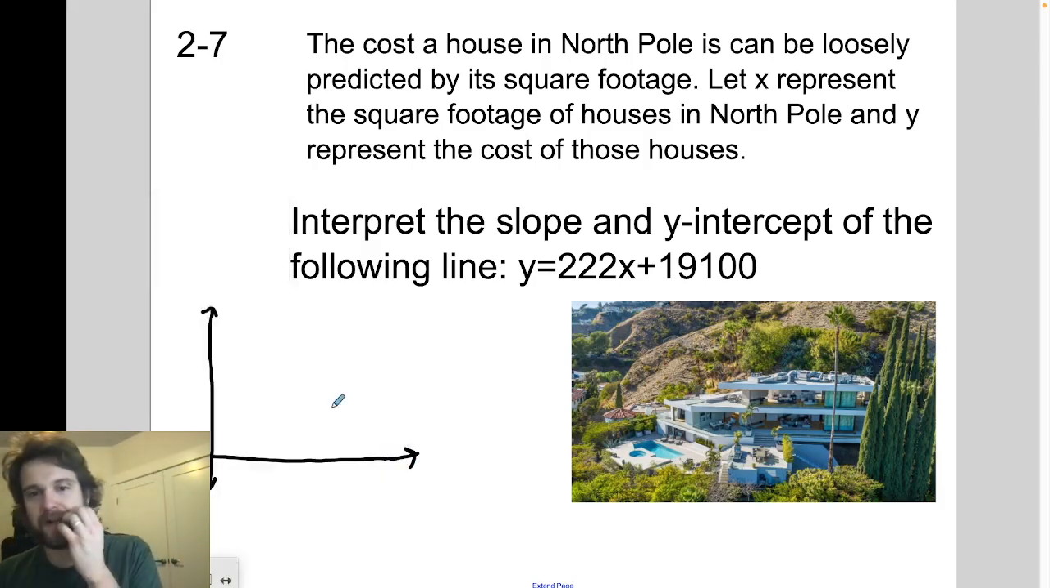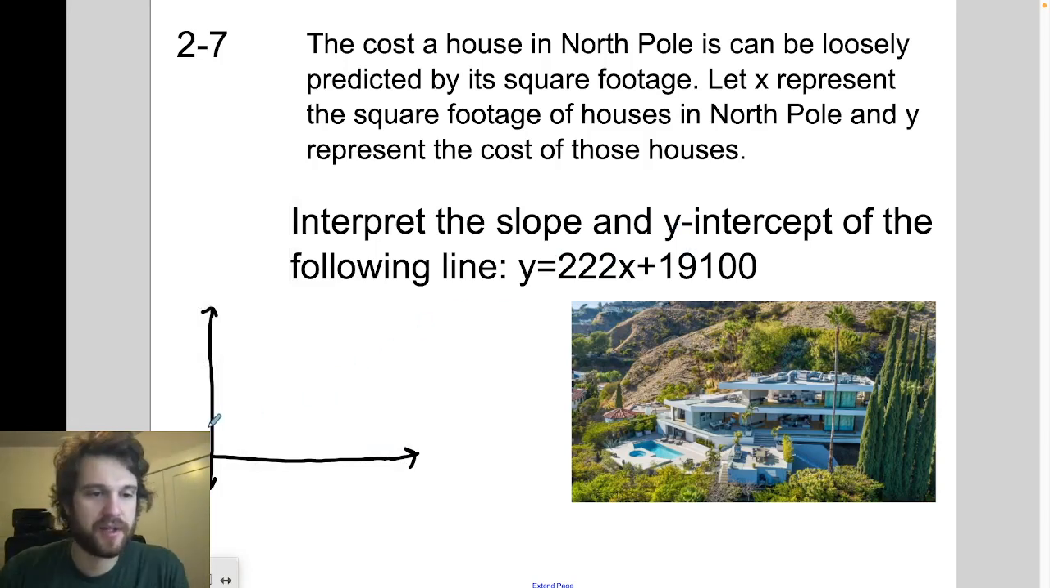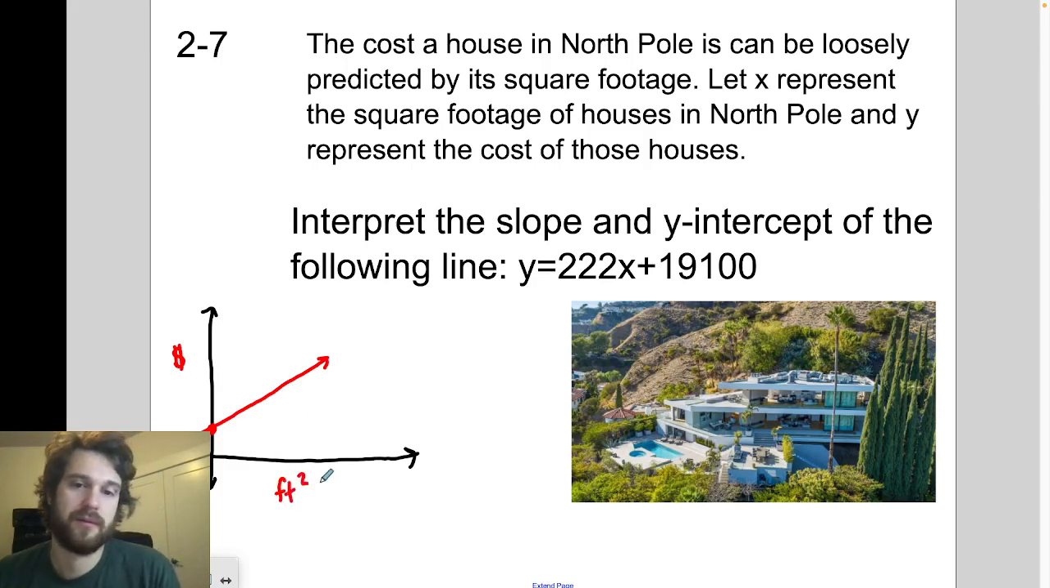All right, so basically, what's the picture? I have a positive y-intercept at 19,100, and I have a very steep slope. Maybe it's going like that. Who knows? So here's my line. On the y-axis, we have dollars. On the x-axis, we have our x unit, which determines the cost of the house, and that is the square footage of the house.